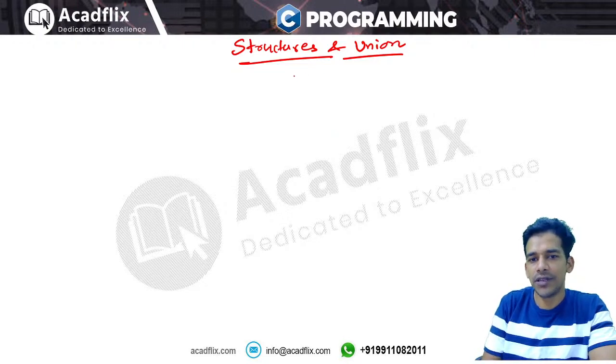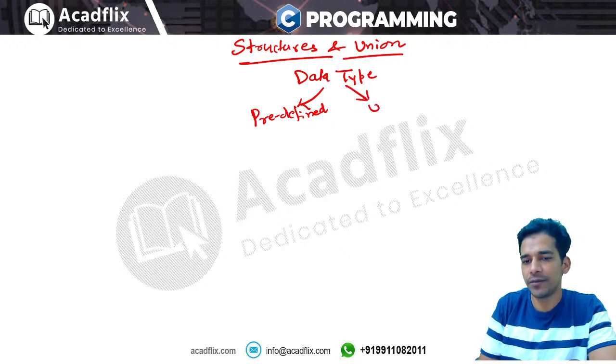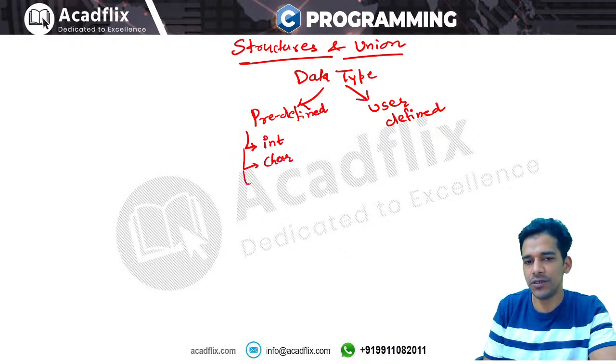If we talk about data types in C programming, you have seen we have different kinds of data types, right? For example, some predefined data types, or you can say system defined data types, which have a defined meaning. Then you have user defined data types, where the meaning you will decide. The predefined data types you use in C programming are integer, character, and float. These are the basic data types.